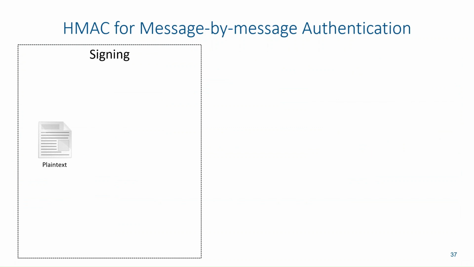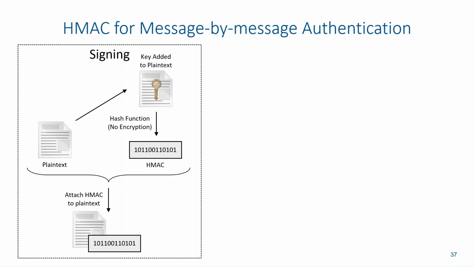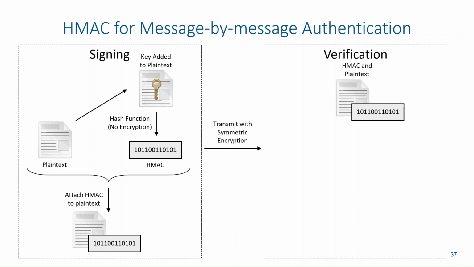As for HMAC, which are hash message authentication codes, which are more widely used than digital signatures because digital signatures consume a lot of processing power and are difficult and expensive to distribute, we can ensure message-by-message authentication, and you'll see here the process is simpler. So the signer is going to take the plain text of the document. They're going to add their key to the plain text. From the two of these combined, they're going to generate a hash function, which is going to create this HMAC. They're going to take the plain text and attach the HMAC to it, and then they'll transmit this using symmetric encryption over to the receiver.